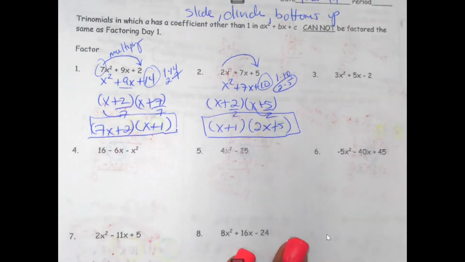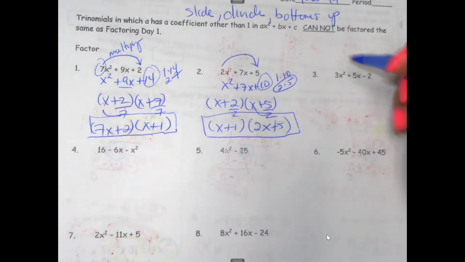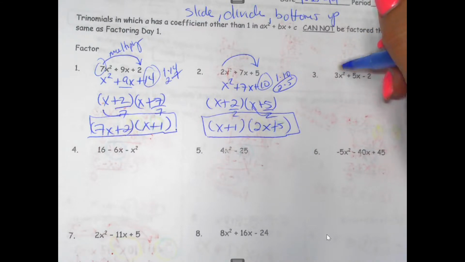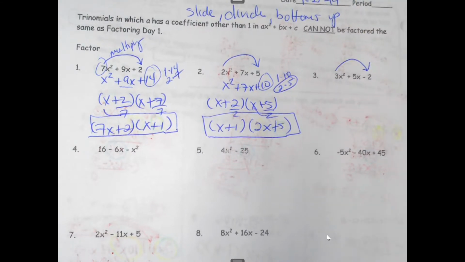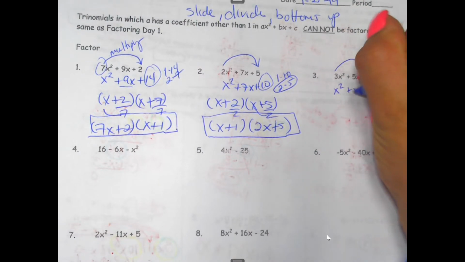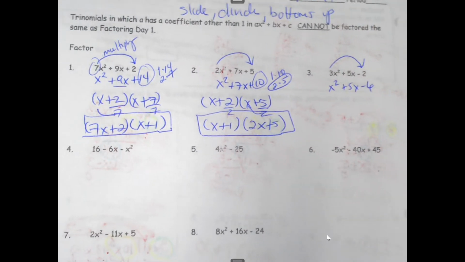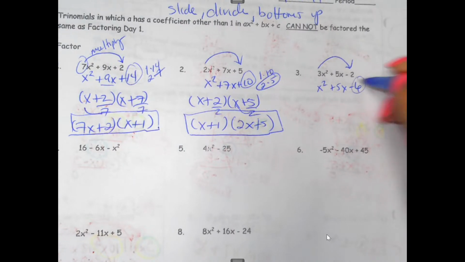Okay, number 3. Now, number 3, watch out for that one, and I'll show you why. 3 times negative 2, that's our slide, will give me negative 6. Then we do the factors of 6: 1 and 6, 2 and 3.